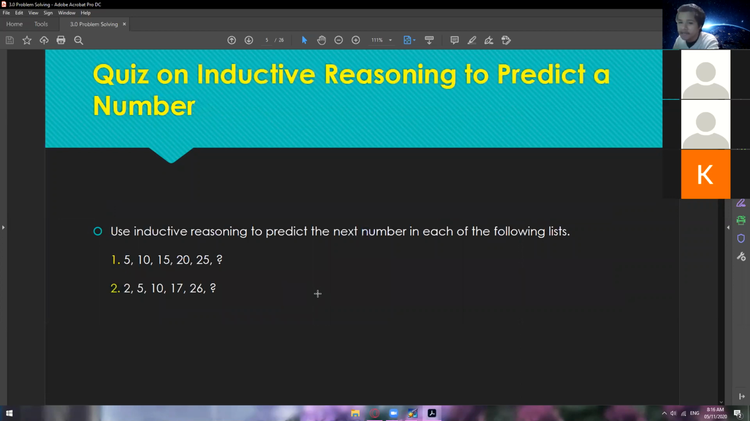So as usual, after having that example, you're going to have a quiz, which is very similar to the example, of course. Use inductive reasoning to predict the next number in each of the following lists. Actually, this one is already a bonus since you already know this one. We've discussed this many times in the past few meetings. Predicting the next number. So number one and number two only.